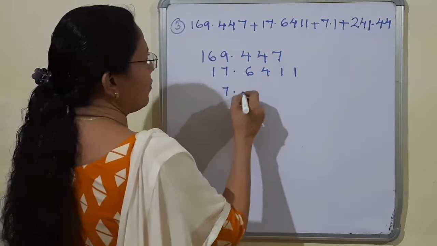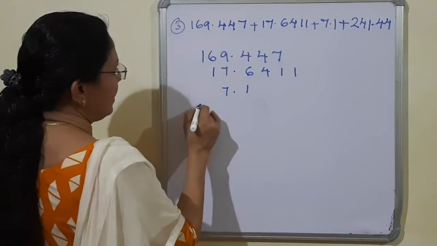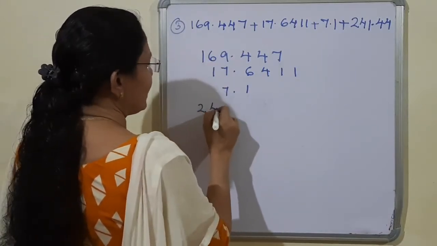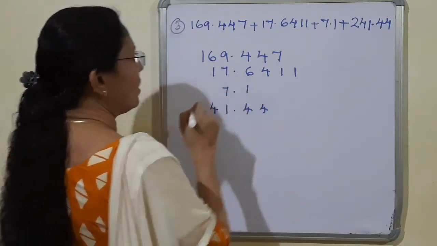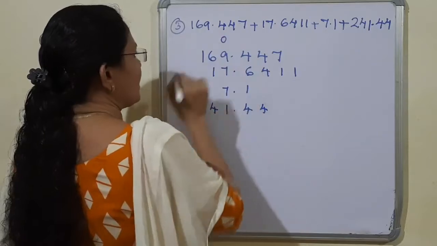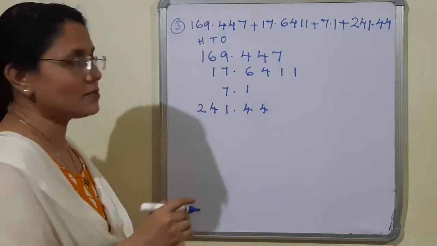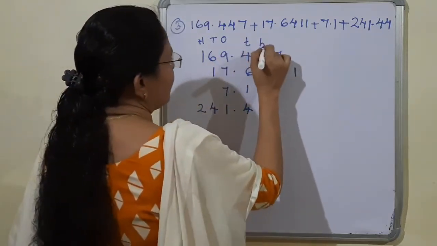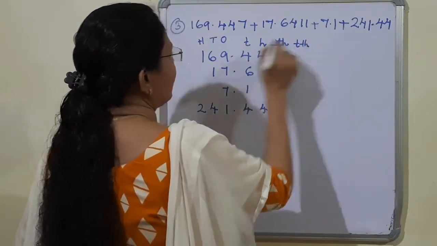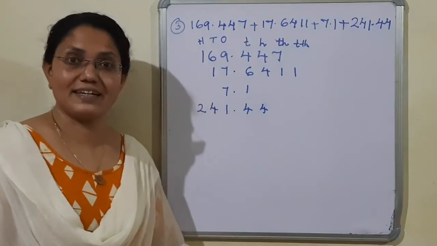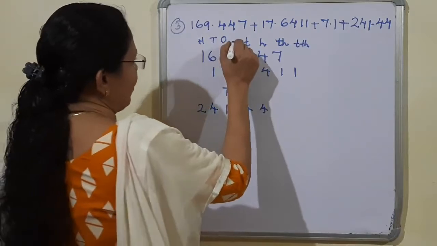Next 7.1. 7 is in ones place. Then next put the decimal point. Next 1. Okay. Next 241. 2 is in hundreds place. Next 4 is in tens place. Ones place. Those who have any problem, you write the places first. Ones, tens, hundreds. Next here the places in small letters: 10th, 100th, 1000th. Okay. This is 10,000th. Write the whole number part in capital letters and the decimal part in small letters. Okay, here decimal point also.